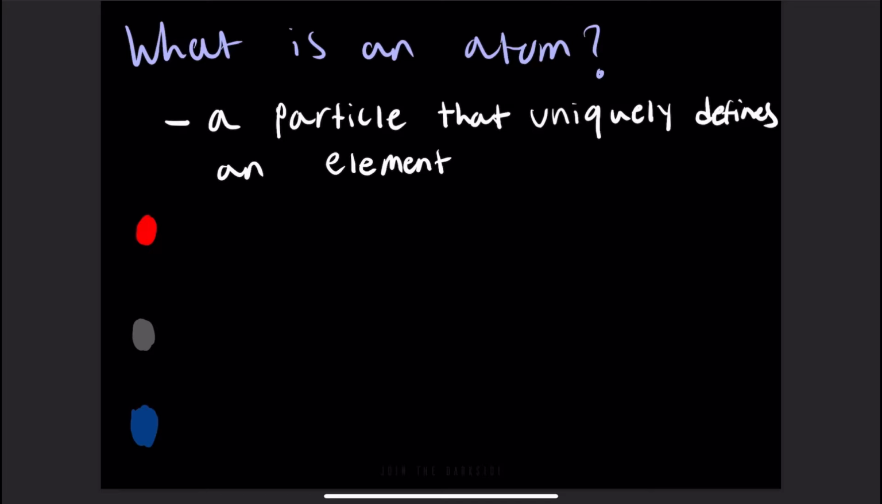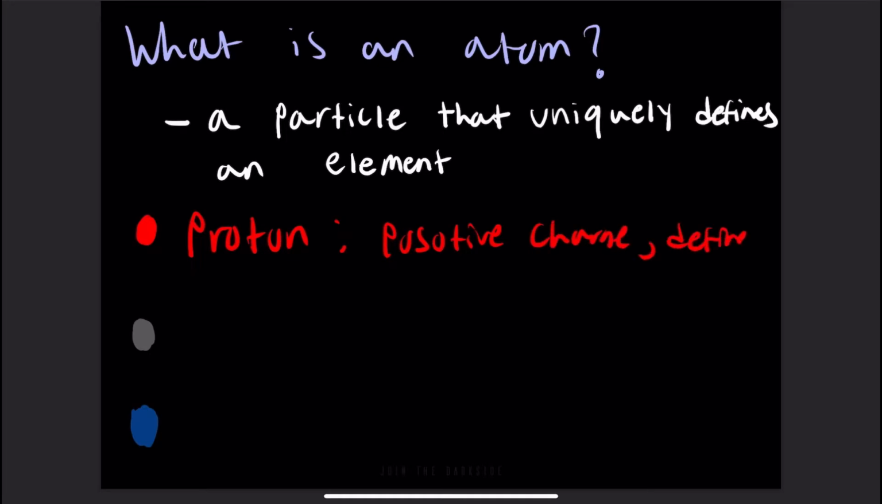Well, that brings us to the first part of the atom. It's what's called a proton. Now, protons have a positive charge, and as I said, they define the element, what element the atom will be. So, whatever number of protons an atom has, that tells you what element it will be. So, for example, one proton is hydrogen, two protons is helium.